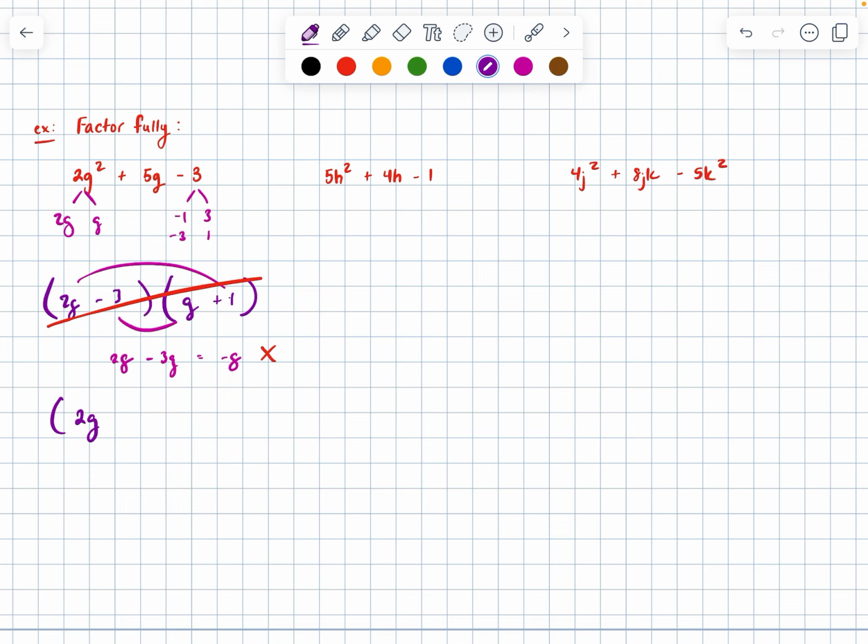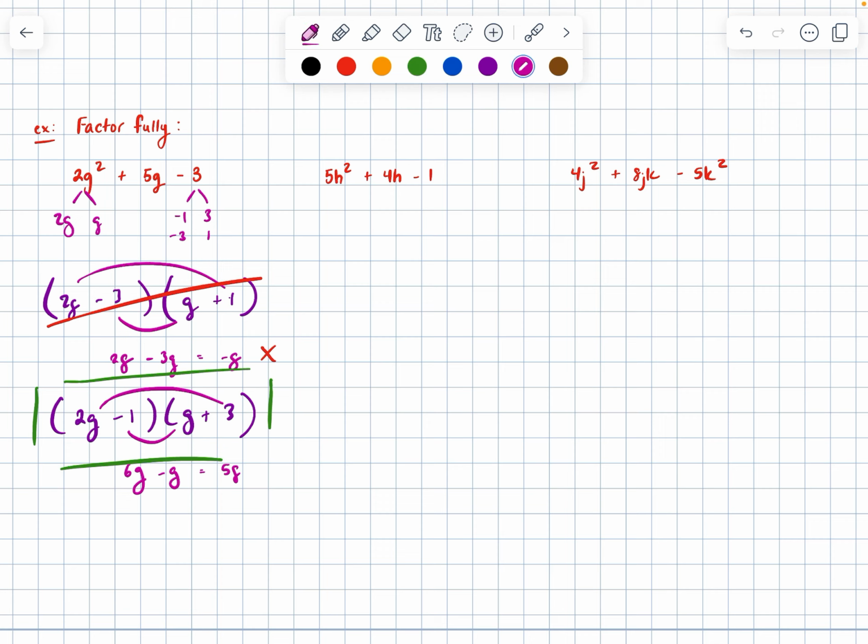So let me try another version. Maybe I'll try 2g minus 1 and g plus 3. So, checking my middle term, 2g times 3 is going to get me 6g. Negative 1 times g gets me negative g. My middle term is the 5g that I want. There we go. Here's our factored form.